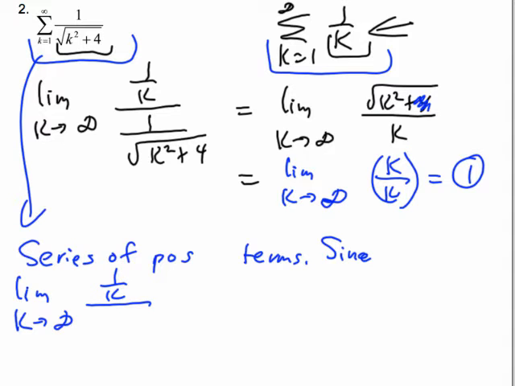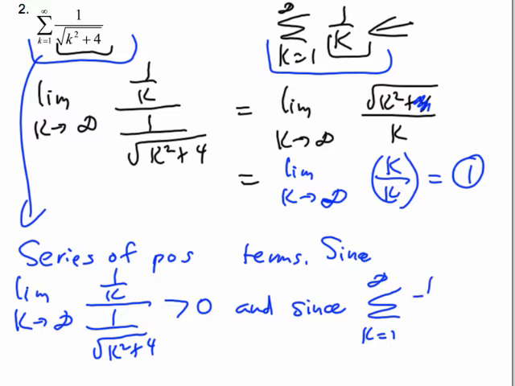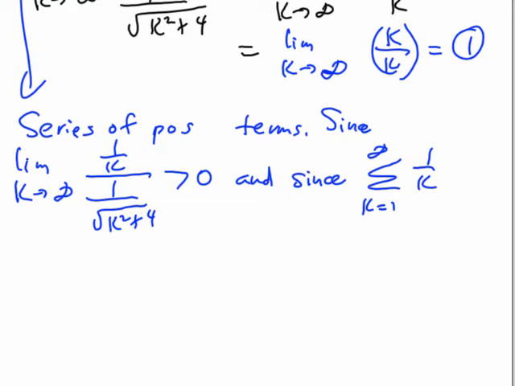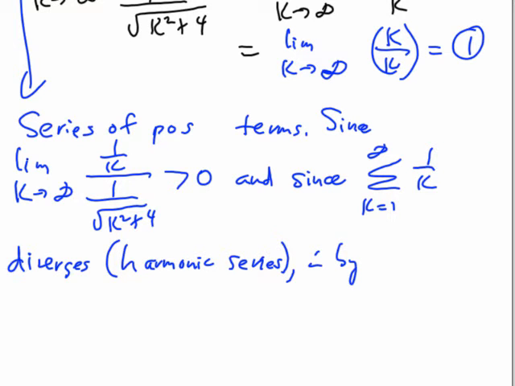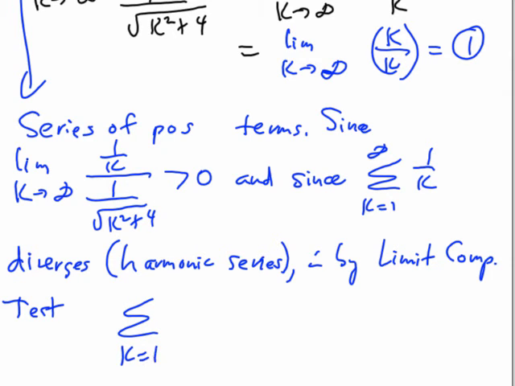Since the limit as k goes to infinity of one over the other is a finite value, and since this diverges, it's the harmonic series, therefore, by the limit comparison test, my original series diverges.